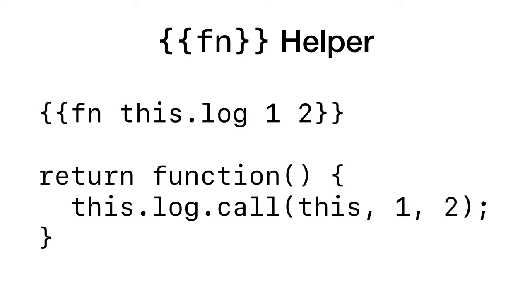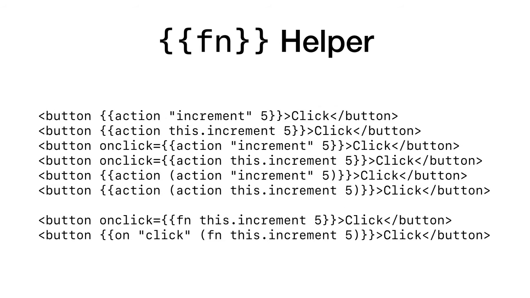If you need to pass more than one argument, you continue to positionally apply the additional arguments, and they will get tacked on to the end of the call implementation. So according to the FN helper RFC, these would all be equivalent invocations. Some of these may be more familiar to you and then move towards things that might be less familiar, depending on your experience with the latest changes in the framework.